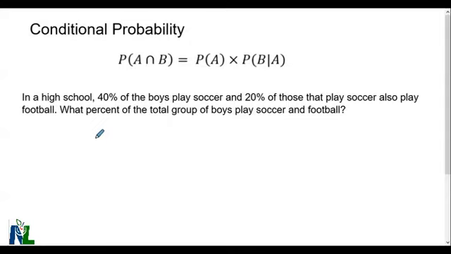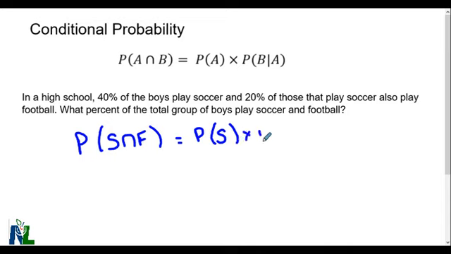We use the conditional probability formula when we have two events and we're trying to find the probability of one event given the fact that the first one has already occurred. So here I'm trying to find the probability of those who play soccer and football. So applying the formula up there, I need to multiply those who play soccer by those who play football, given the fact that they already play soccer.